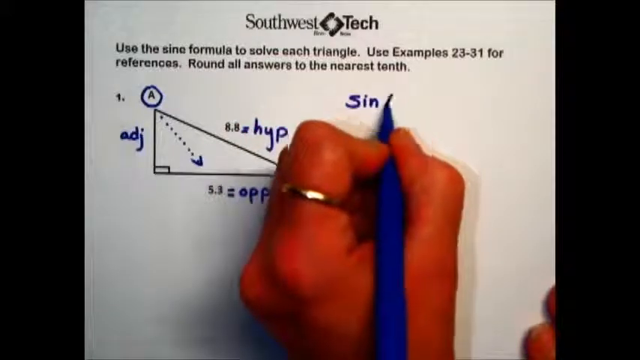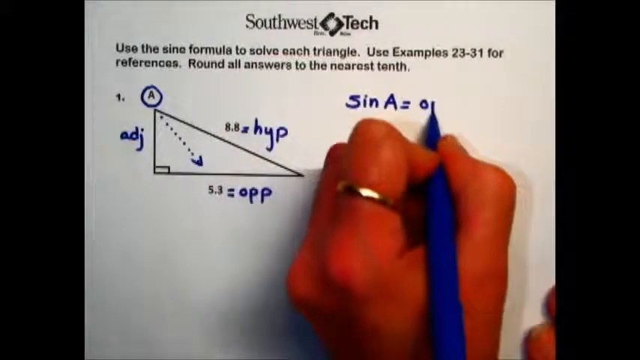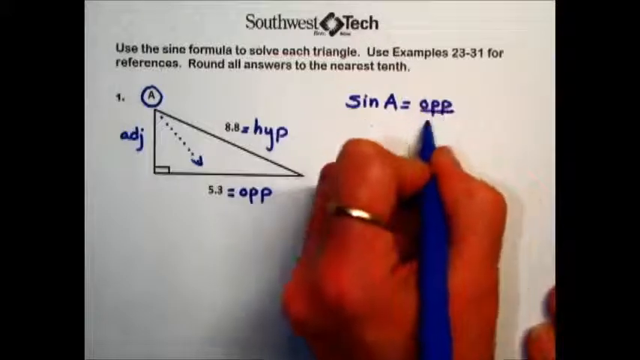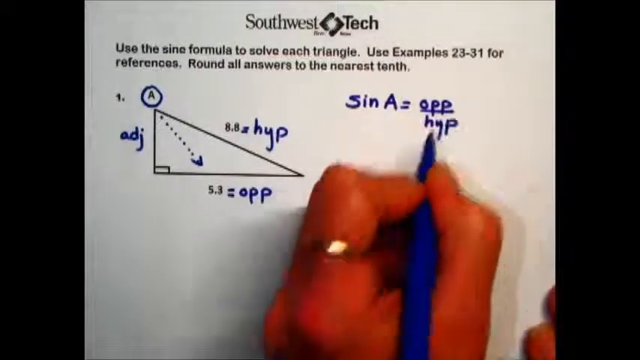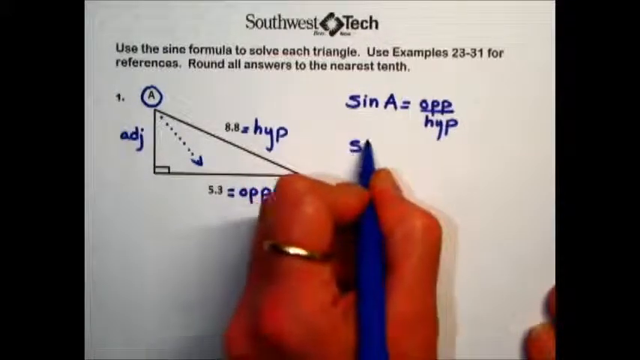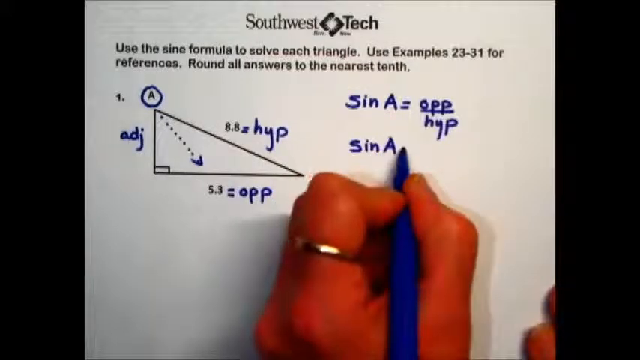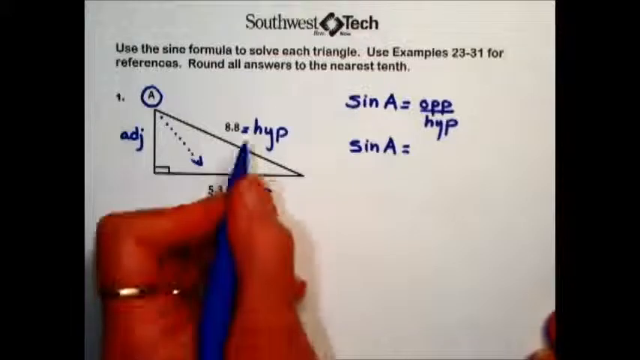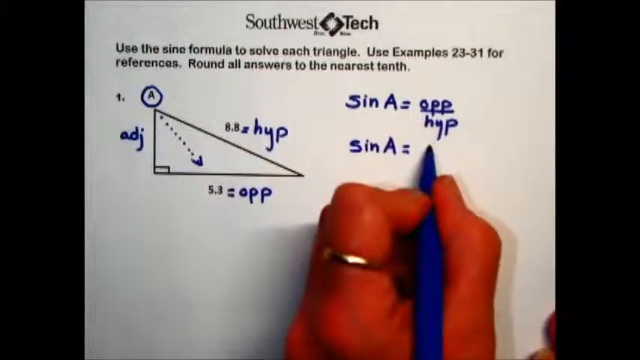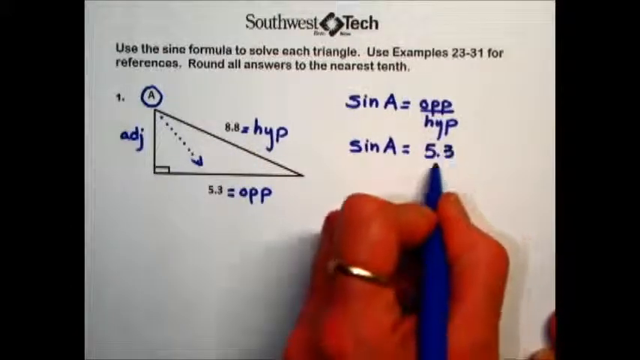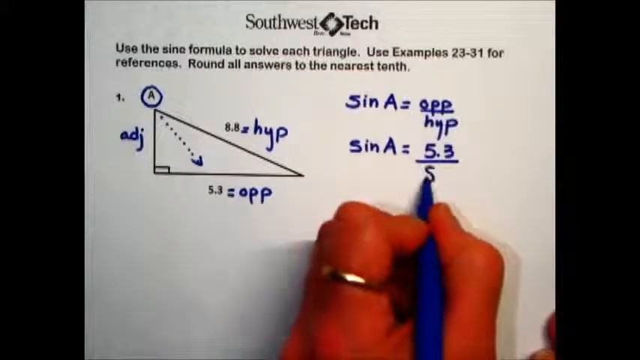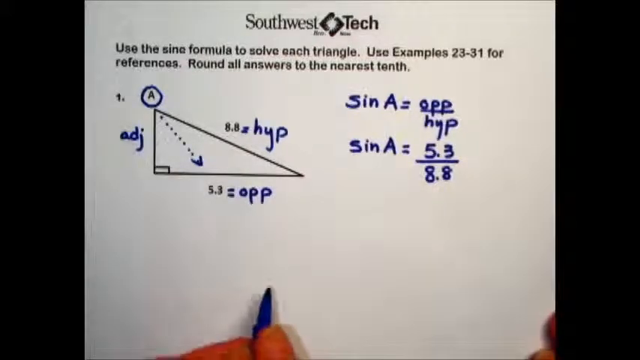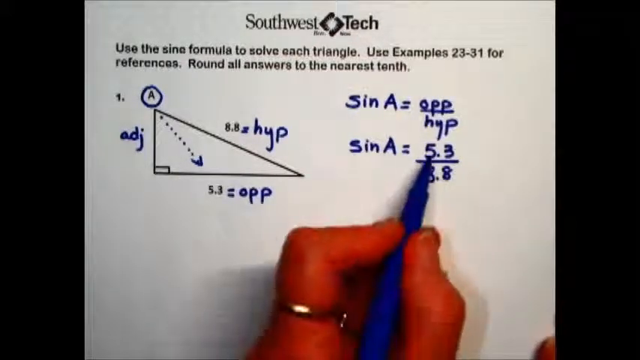Using the sine ratio, sine of an angle is equal to the opposite side length over the hypotenuse length, we'll plug in what we know. We're looking for the angle in this triangle. We are given an opposite value of 5.3 for that length, and the hypotenuse has a length of 8.8.